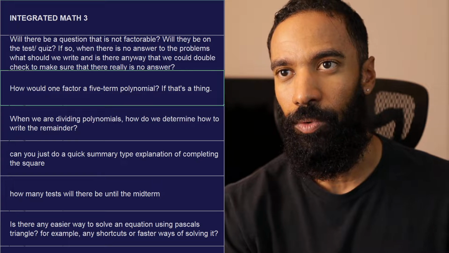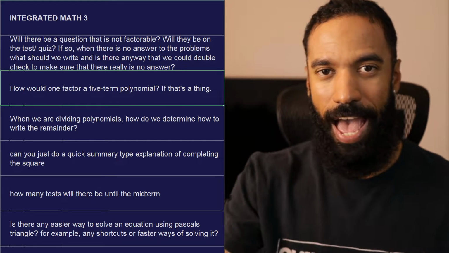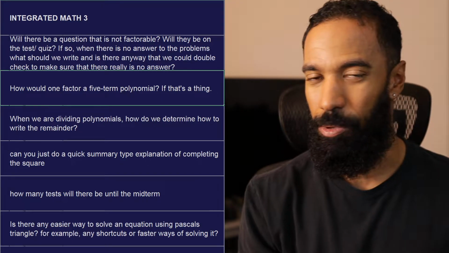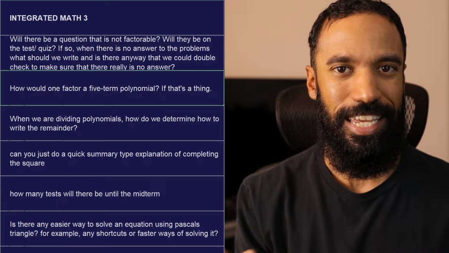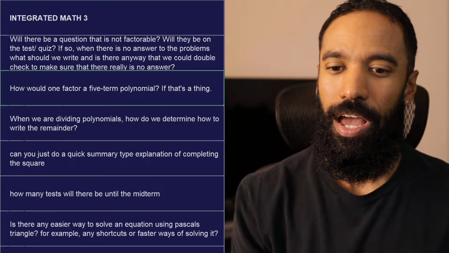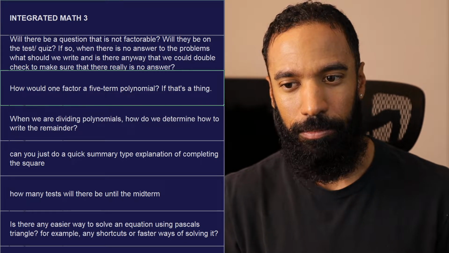It's like those divisibility rules. If something's divisible by 3, if your digits add up to a number that's divisible by 3, that doesn't tell you what it divides by, but it tells you whether it is, and then you can try it after. All right, and then the other question that was in this one was, how would one factor a 5-term polynomial, if that's a thing?